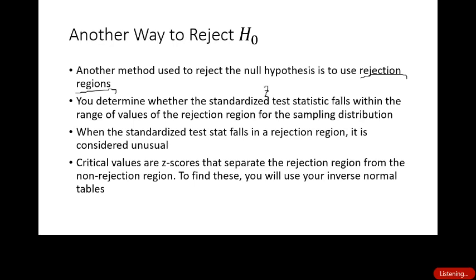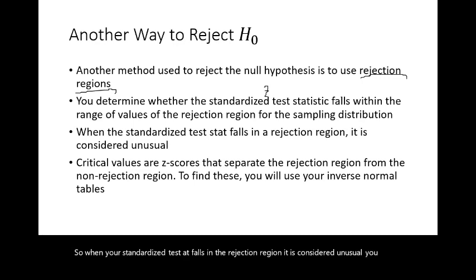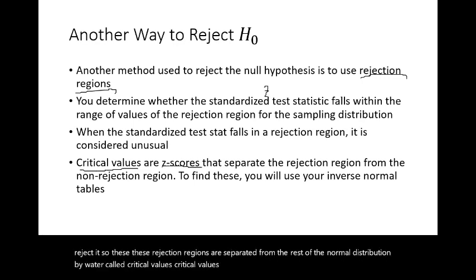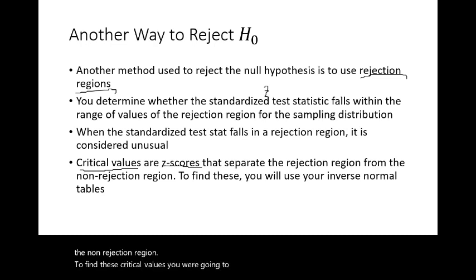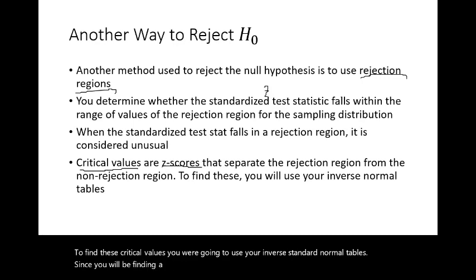So when your standardized test statistic falls in the rejection region, it is considered unusual and you would reject H0. These rejection regions are separated from the rest of the normal distribution by what are called critical values. Critical values are z-scores that separate the rejection region from the non-rejection region. To find these critical values, you are going to use your inverse standard normal table, since you will be finding a z-score that goes with a given area, and that given area will be alpha based on the type of test that you have.